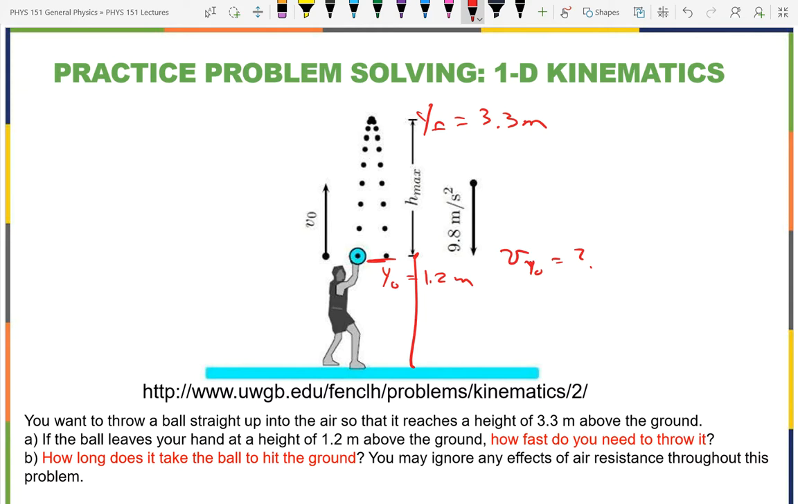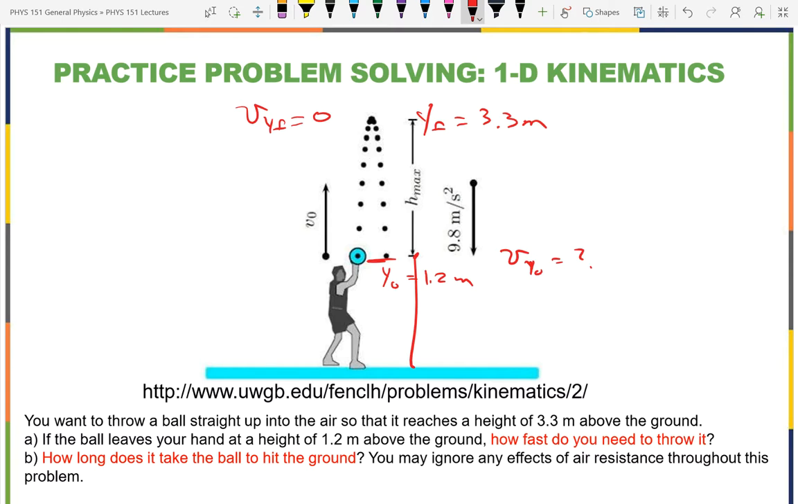There's one more thing I know that I did not write. Vy final is 0. How does she know Vy final is 0? Because it's at the top. What's the acceleration at the top? Negative 9.8 meters per second squared. Still accelerating downward at the top, even though the velocity is momentarily 0.